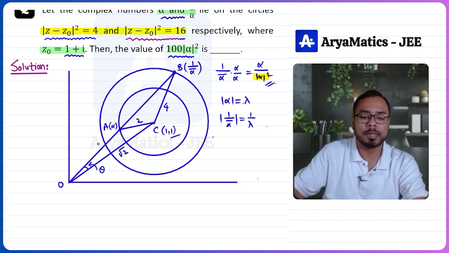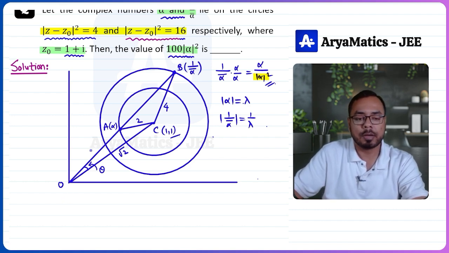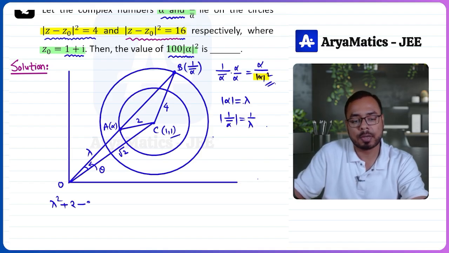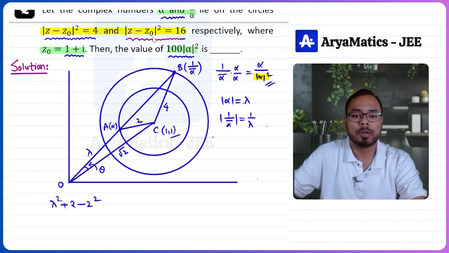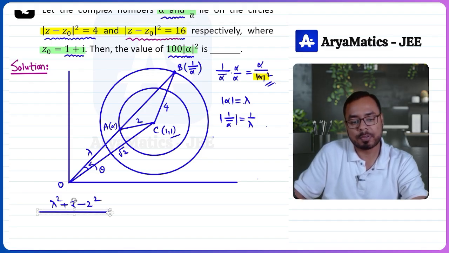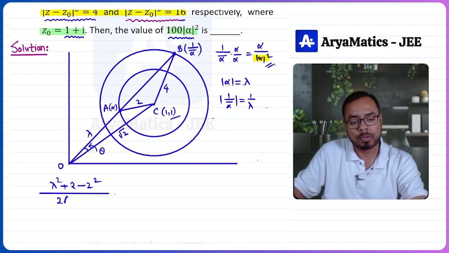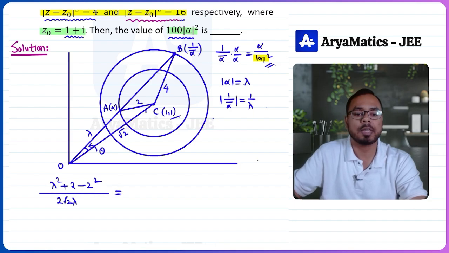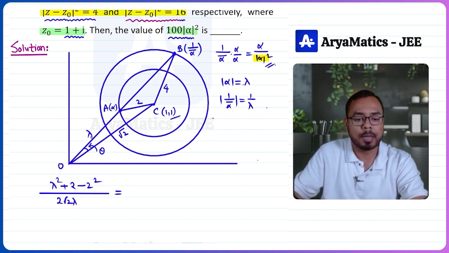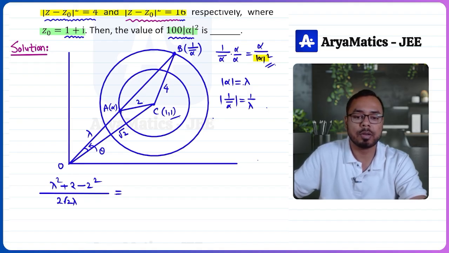Now if I write cos theta in this triangle OAC, then this side is lambda. So we'll get lambda square plus root 2 square minus 2 square, divided by 2 root 2 lambda. The cos theta is the sum of the squares of the two adjacent sides minus the opposite side square, divided by twice their product. So in triangle OAC, cos theta is (lambda square plus root 2 square minus 2 square) divided by 2 root 2 lambda.